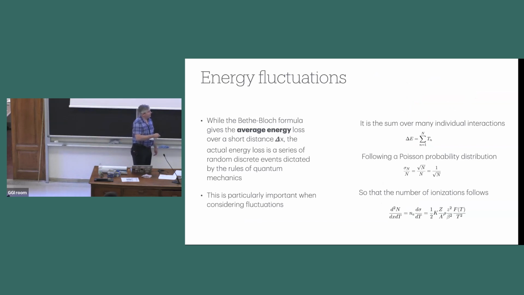While the Bethe-Bloch formula gives you an average energy loss over a short distance, what actually occurs is a series of different discrete interactions as the charged particle goes through, happening at randomly distributed points according to the rules of quantum mechanics. This is particularly important when you're talking about fluctuations, because the actual energy loss is the sum over a discrete number of individual interactions that follow a Poisson probability distribution. As n gets large, it's going to look like a Gaussian, so we expect fluctuations of 1 over the square root of n.